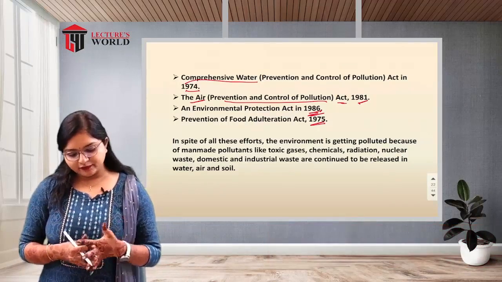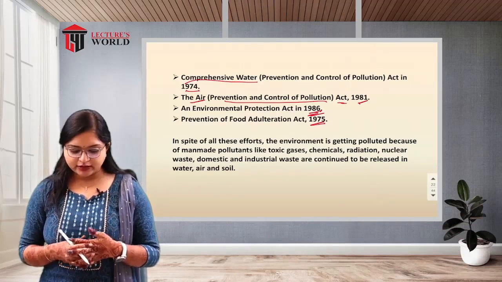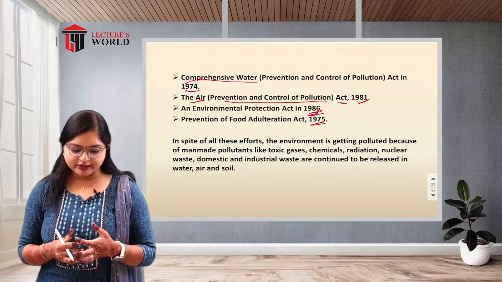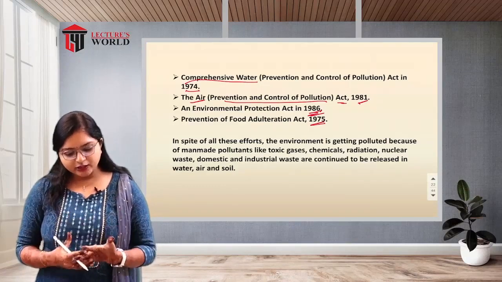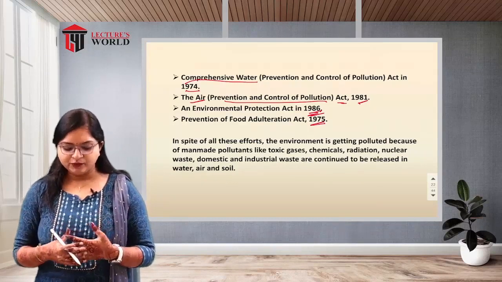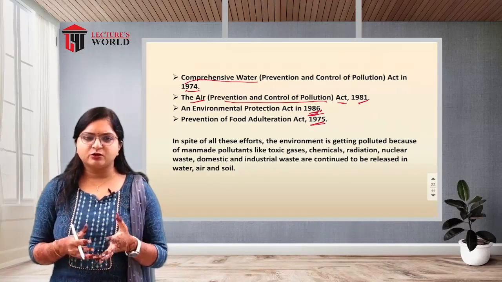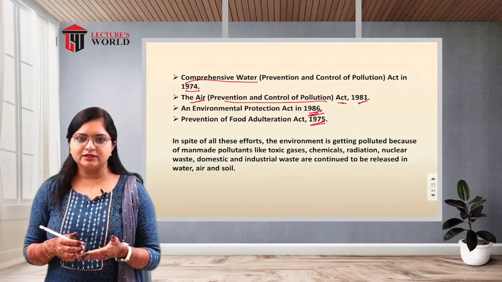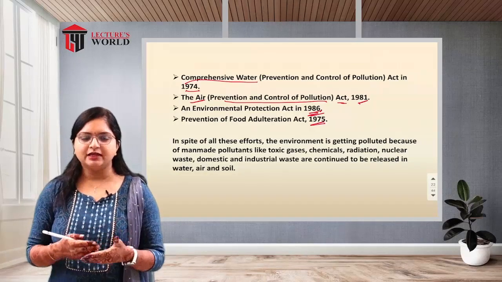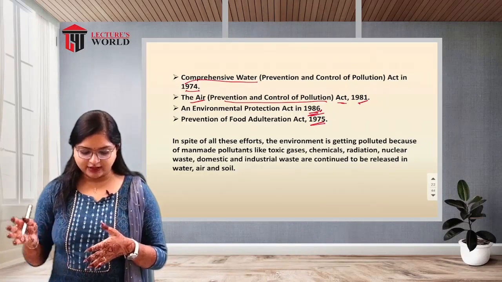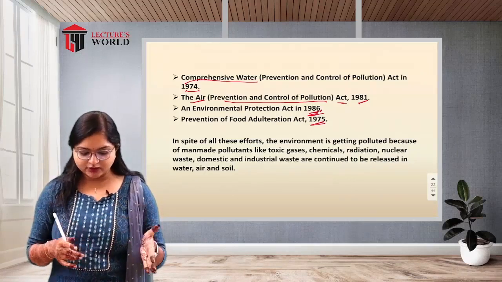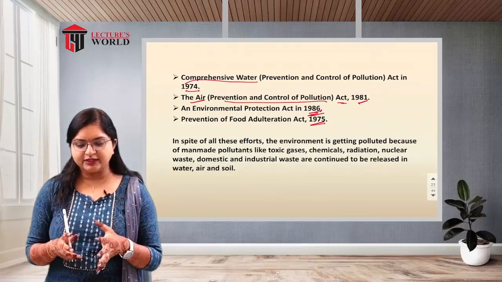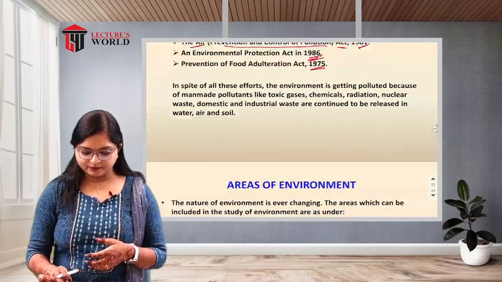In spite of all these efforts, the environment is getting polluted because man-made pollutants like toxic gases, chemicals, radiation, nuclear waste, and domestic and industrial waste continue to be released into water, air and soil. So in spite of all these efforts of the government, people are polluting through their lifestyle. They are releasing toxic waste and toxic water into the air and the soil. So ultimately, environmental sanitation is getting polluted.